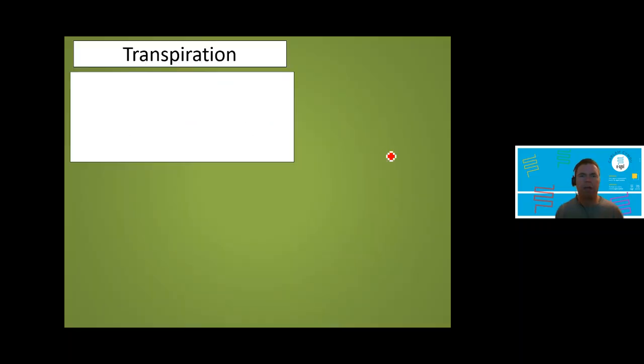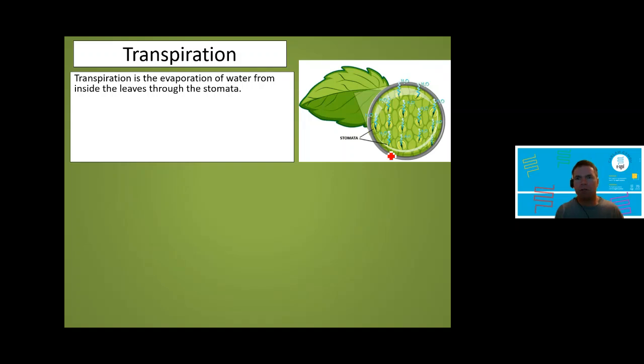Right, so let's have a look at transpiration in a little bit more detail. First of all, I mentioned this. Transpiration is the evaporation of water from inside the leaves through the stomata. Now, there's a leaf. You see the stomata on there, and you can see water coming out. You mainly find them on the underside of the leaf.